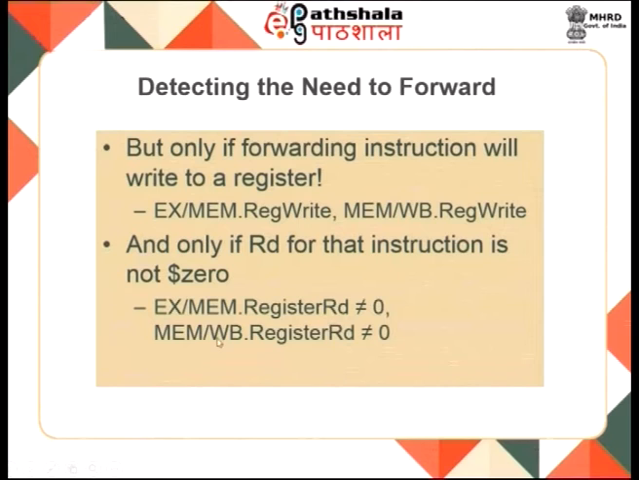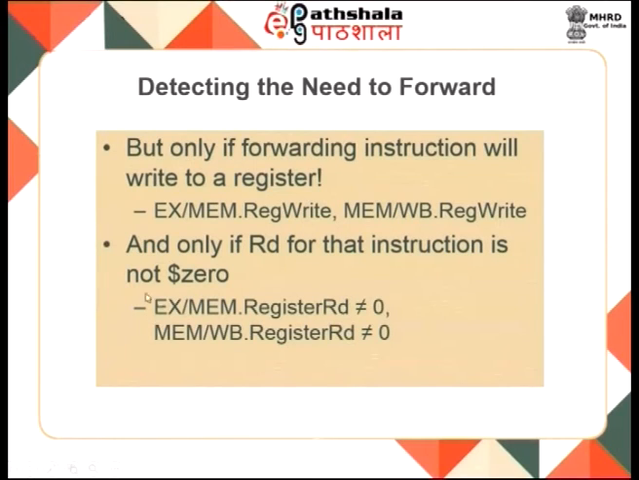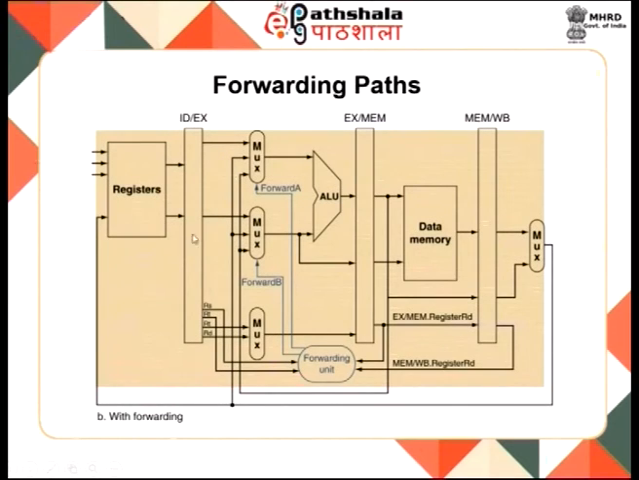In detecting the need to forward, it is not just the destination register matching any of these source registers. You will first have to check whether a register write is going to happen, and only if your destination register is not equal to 0, in the case of MIPS. Because in MIPS, recall that register R0 always holds a value of 0 and you cannot write a fresh value into it. So these two conditions will also have to be checked: your EXMEM.RegisterRD should not be equal to 0 and your MEMWB.RegisterRD should not be equal to 0, and they should actually perform a register write operation. Checking for those conditions, you identify that a forwarding has to be done.